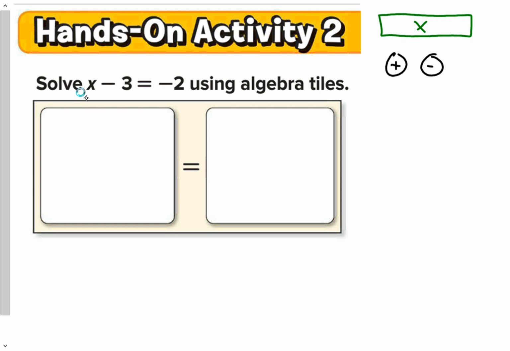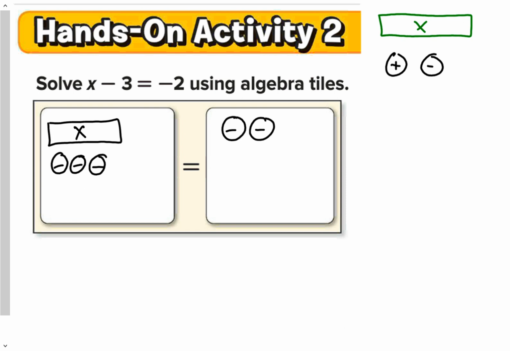So if we're going to model x minus 3, we know that there's going to be an x bar, and there's going to be 3 negative chips. Okay? And on the right, there's going to be negative 2. Now our goal is to get x by itself.